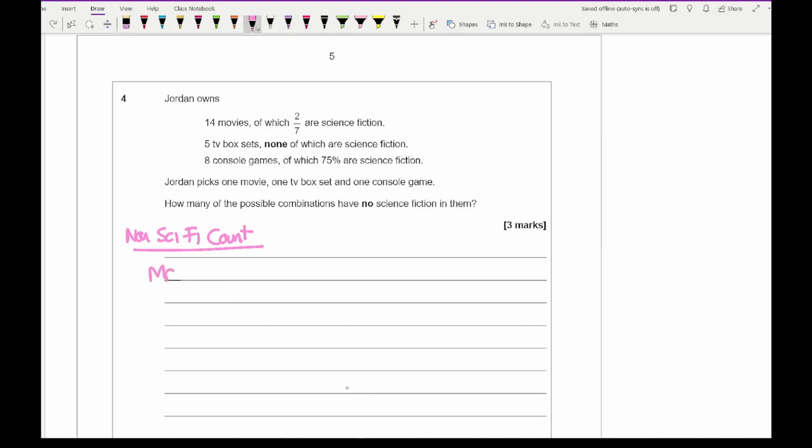So in terms of the movies, now 2/7 of 14 is going to be 4. So 4 films are science fiction. So movies that aren't science fiction are going to be 14, take away 4, which is 10. Then looking at the box sets, well, it says that none of which are box sets, so that's going to be science fiction, so that's going to be 5.